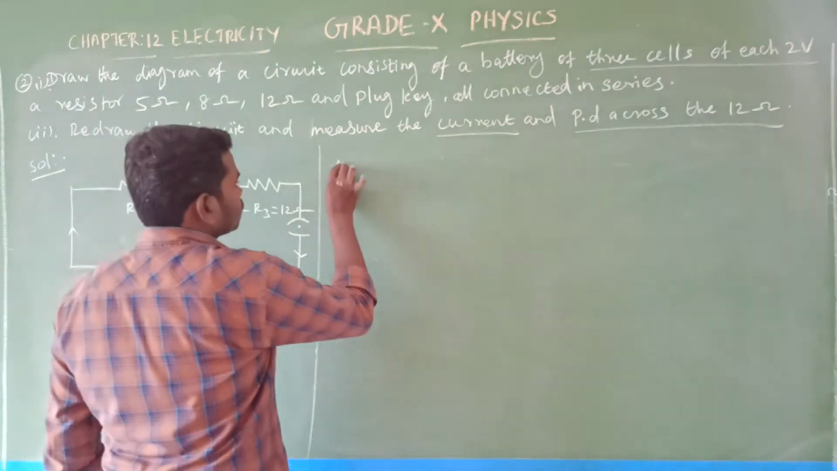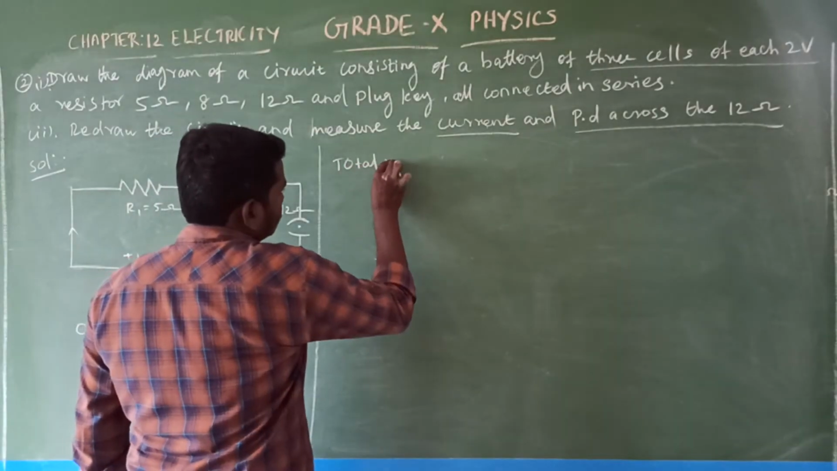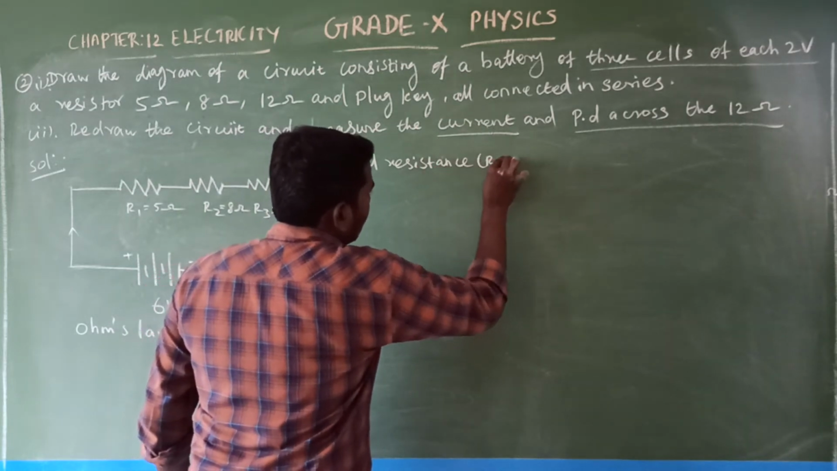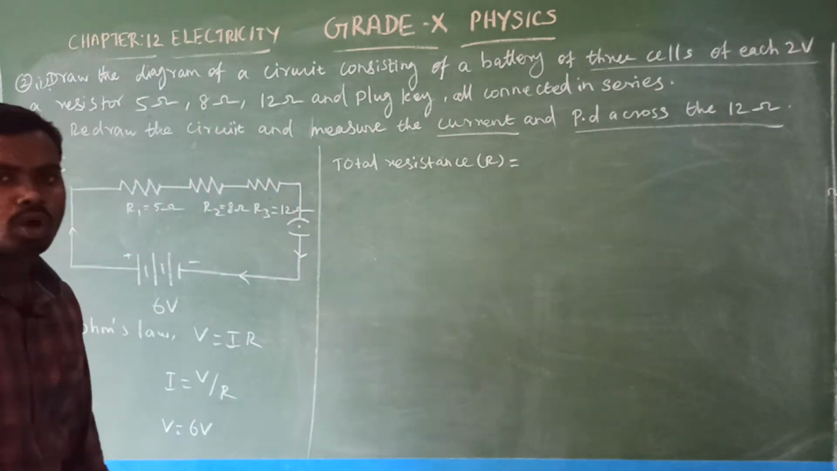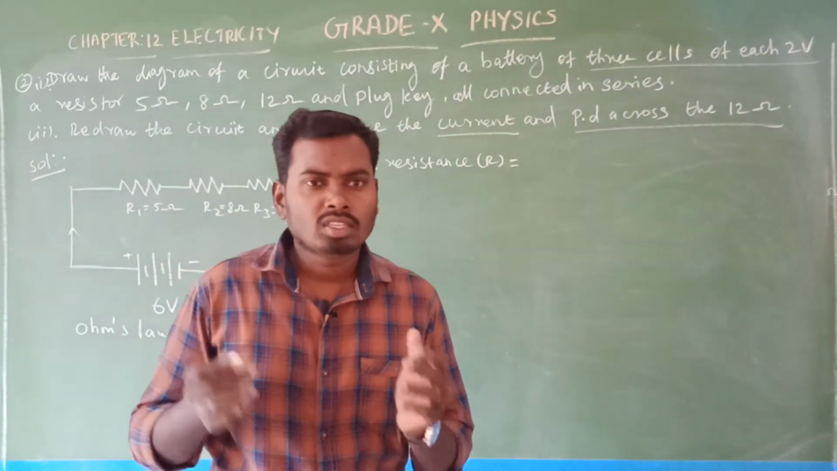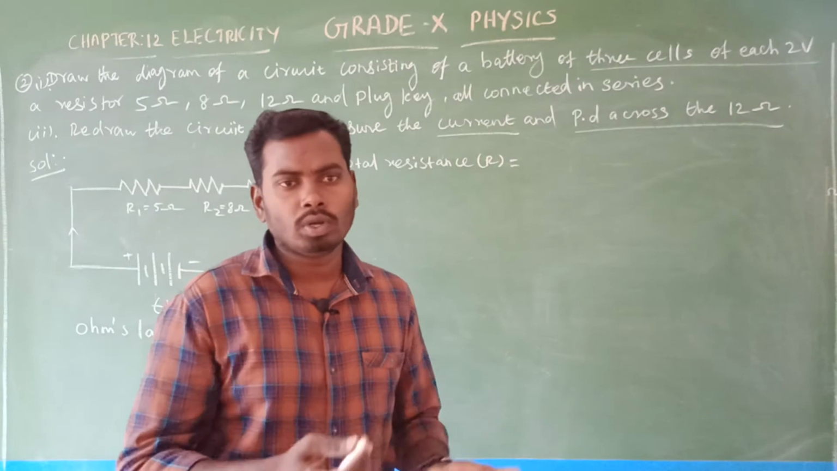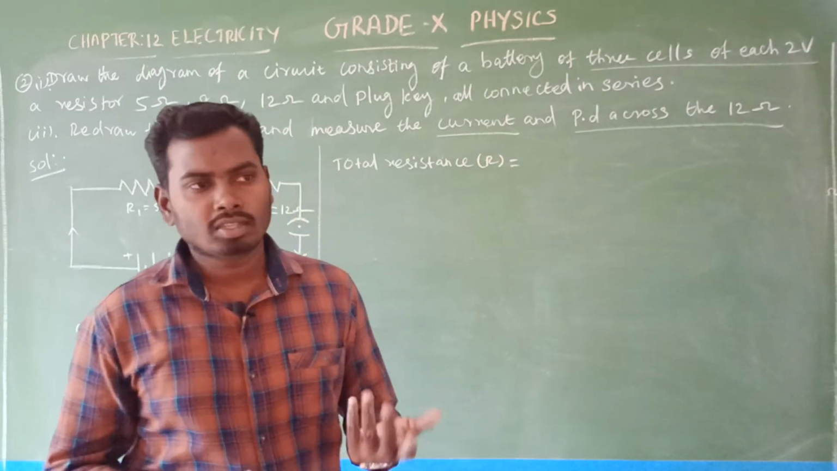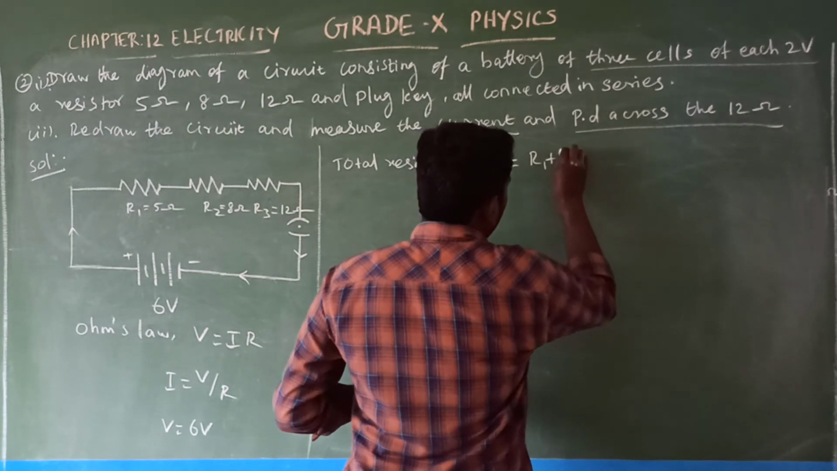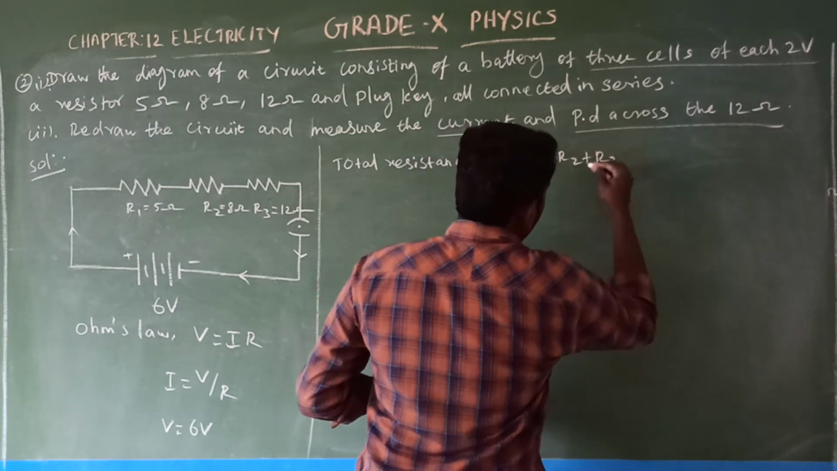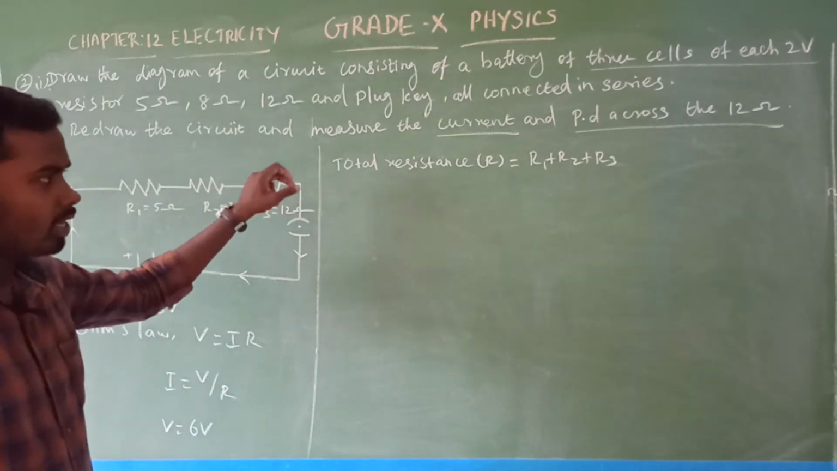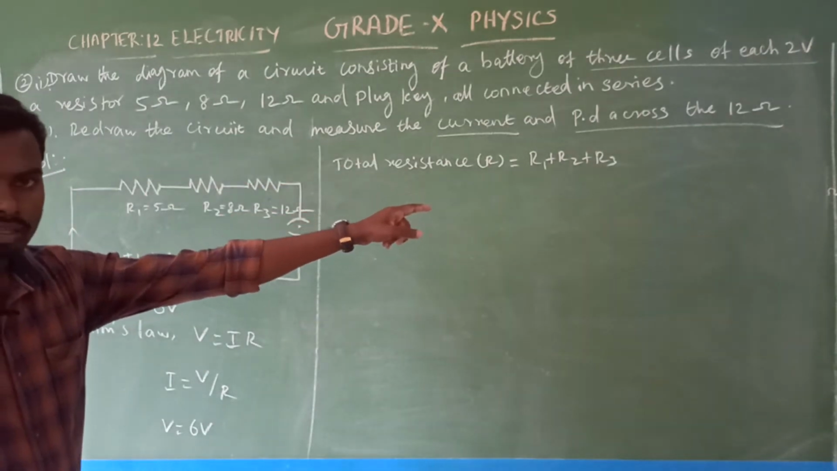So total resistance R. In series combination, whenever a number of resistors are connected in series, the sum of all the resistances is equal to the total resistance. So total resistance R is equal to R1 plus R2 plus R3, because we have 3 resistors R1, R2 and R3.